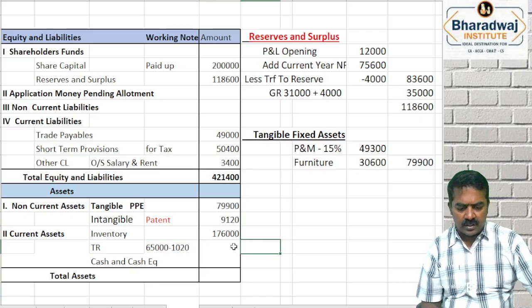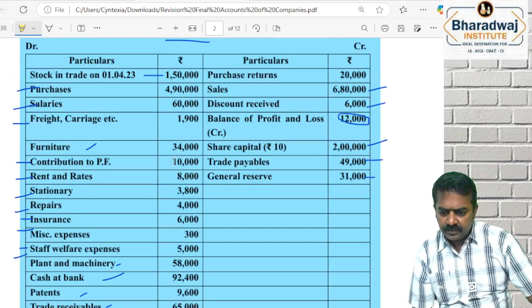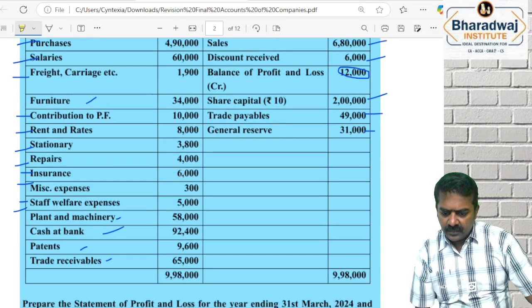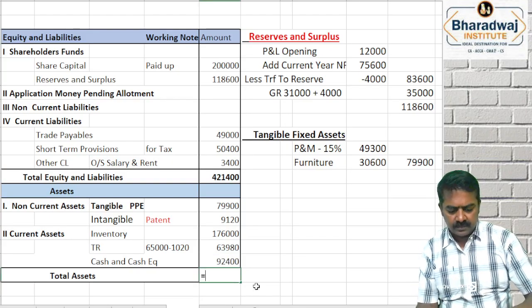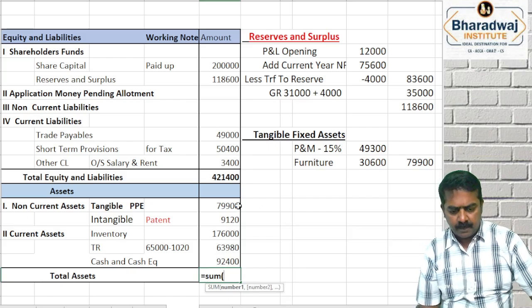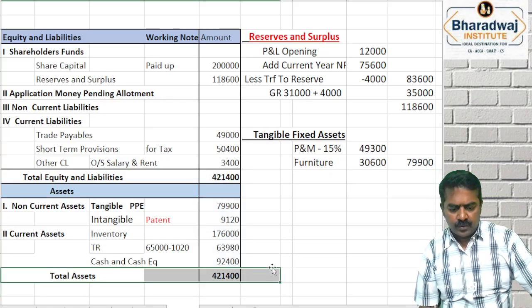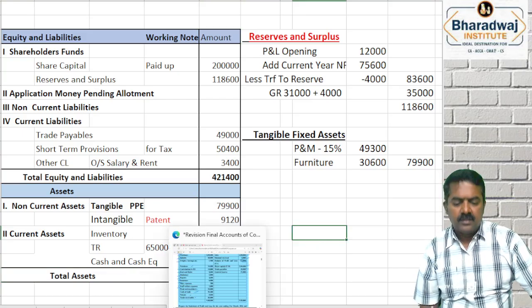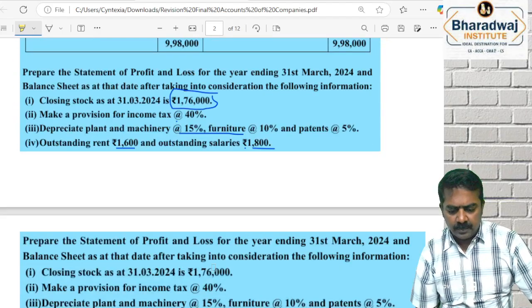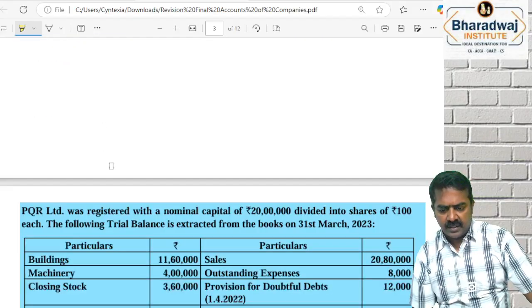You have to give notes to accounts for the trade receivables. Debtors due for more than 6 months. You have to provide notes to accounts. Then cash at bank. Cash at bank 92,400 will come. Total 4,21,400. Okay, those are not copied, take up that particular thing. Then the next question we will see.